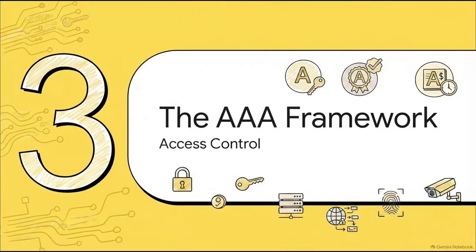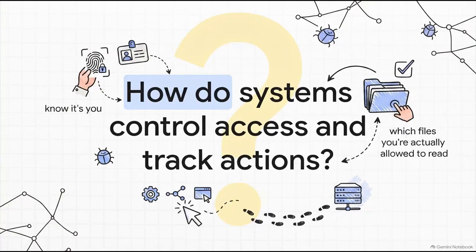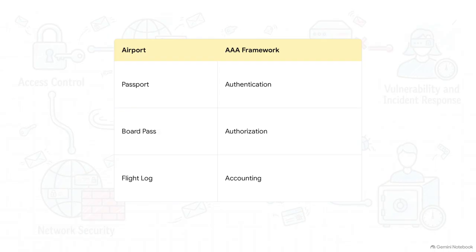So we know what we're protecting. Now let's talk about how we protect it in Section 3, the AAA framework for access control. Let me ask you this. When you log into a system, how does it instantly know it's you, figure out exactly which files you're actually allowed to read, and quietly keep a record of everything you click on? And this brilliantly illustrates the whole concept using an analogy we all know perfectly well: the airport. The three A's stand for authentication, authorization, and accounting.